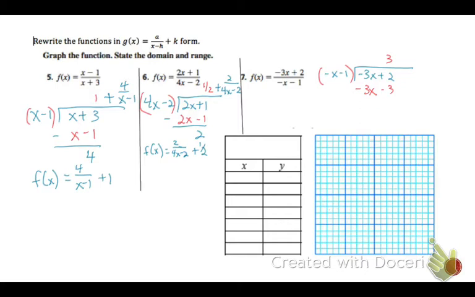So if you notice, just look at the first terms and multiply our divisor by 3. You'll get negative 3x minus 3. That first term subtracts out, and we'll end up getting a positive 5 for a remainder. So our function is 5 over negative x minus 1 plus 3. And that is how you rewrite.